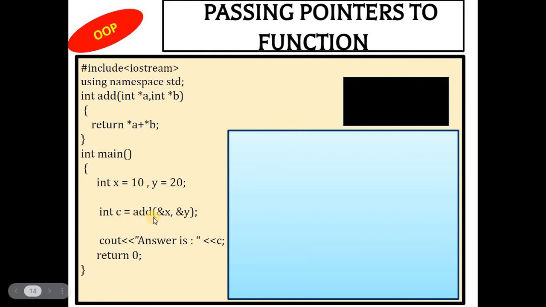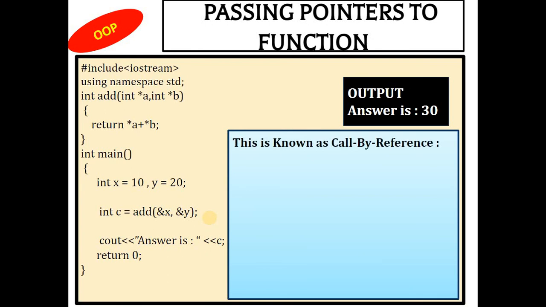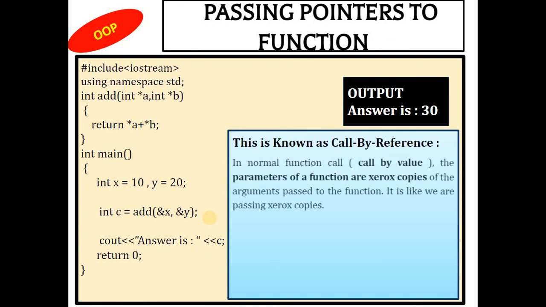While calling the function add, we are passing the address of x and the address of y. The address of x will be assigned to the pointer a, and the address of y will be assigned to pointer b, and accordingly the addition will be performed for the values at the address of x and the address of y, that is 10 and 20, and the answer will be returned back, that is 30. This is also known as call by reference, whereas in a normal function call, that is call by value, the parameters of the function are Xerox copies of the arguments passed to the function.